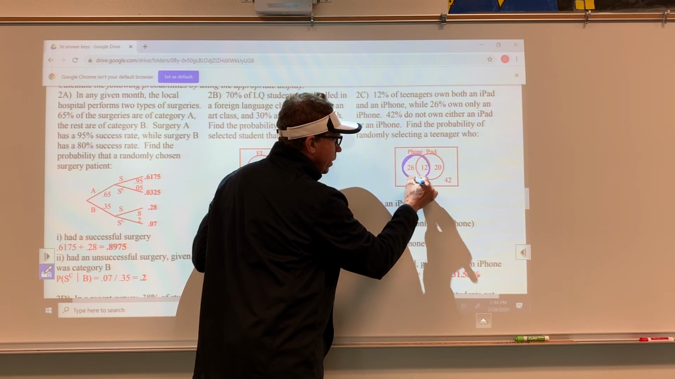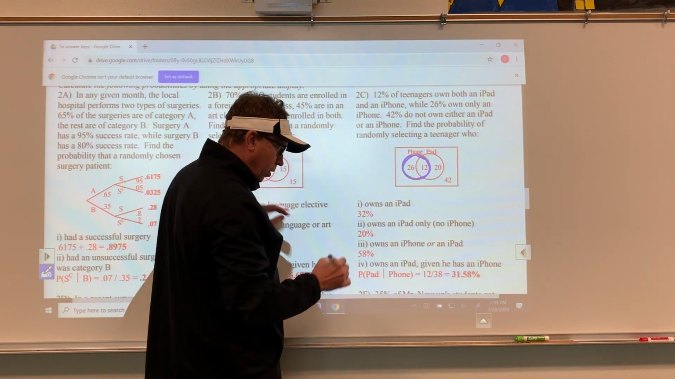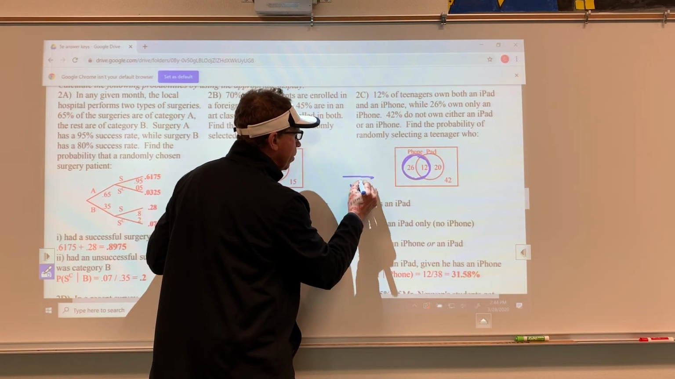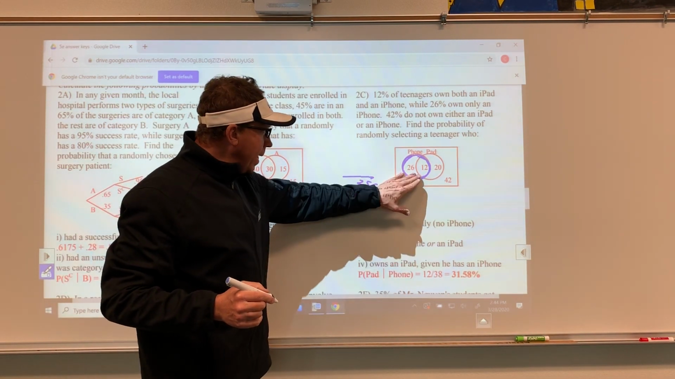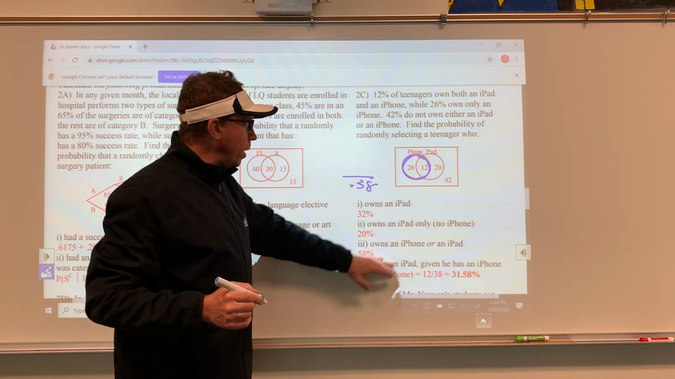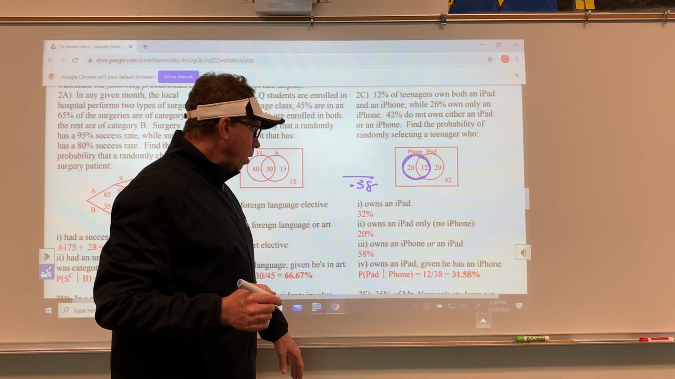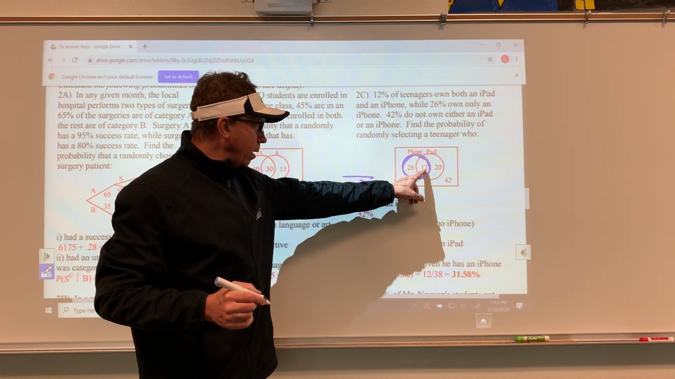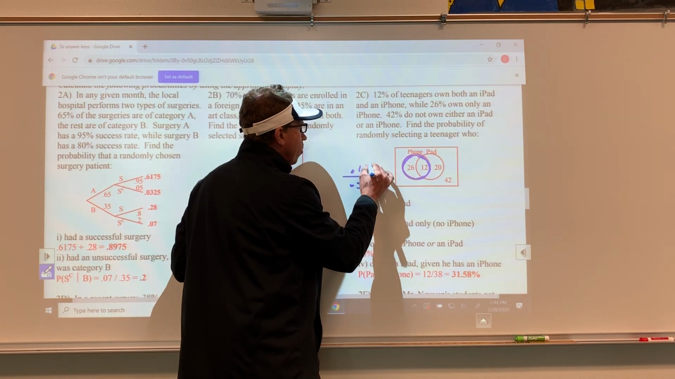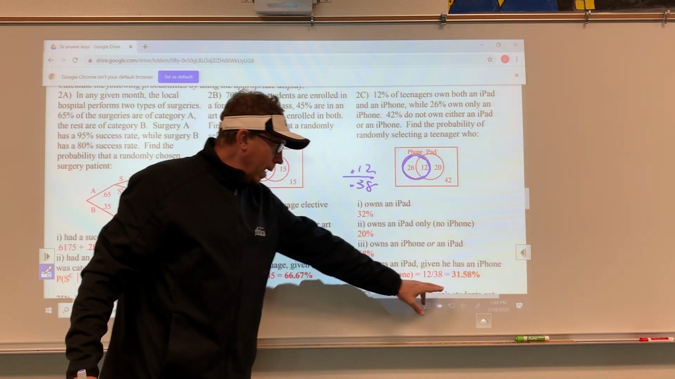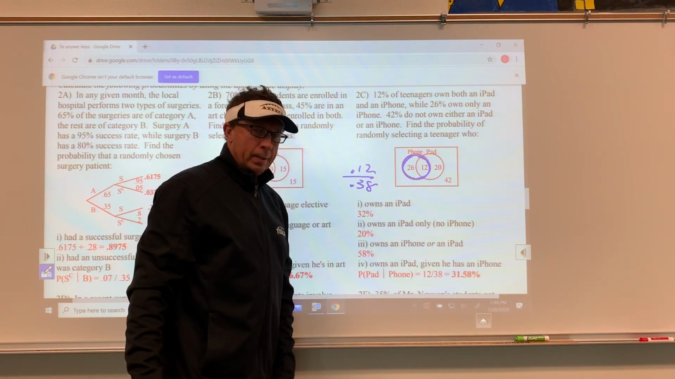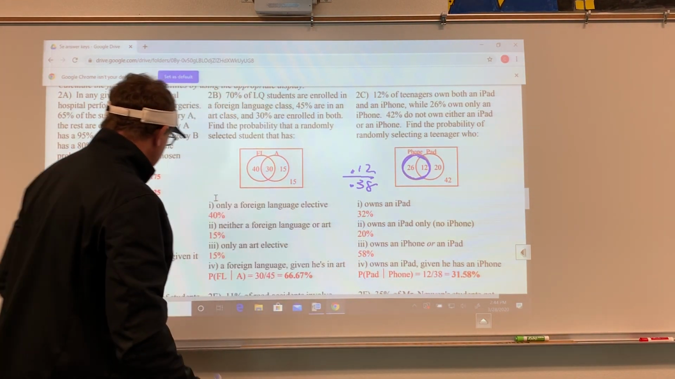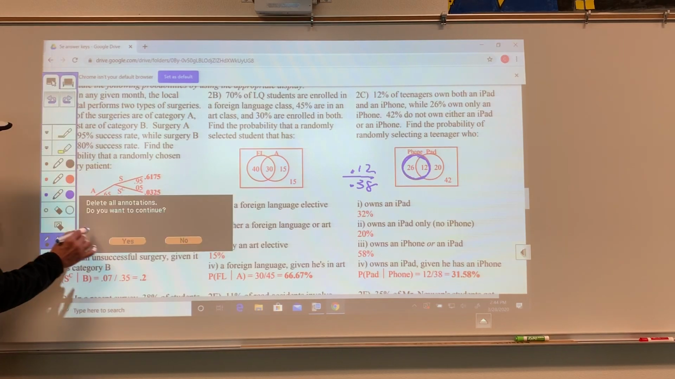That becomes your denominator. Given he has, so the bottom number is 38%, 0.38. Then the top number is within that bubble only. Where does he own an iPad? Right there, the 12. 0.12 over 0.38, and we get 0.3158, which is 31.58%. Okay? All right, so far so good.